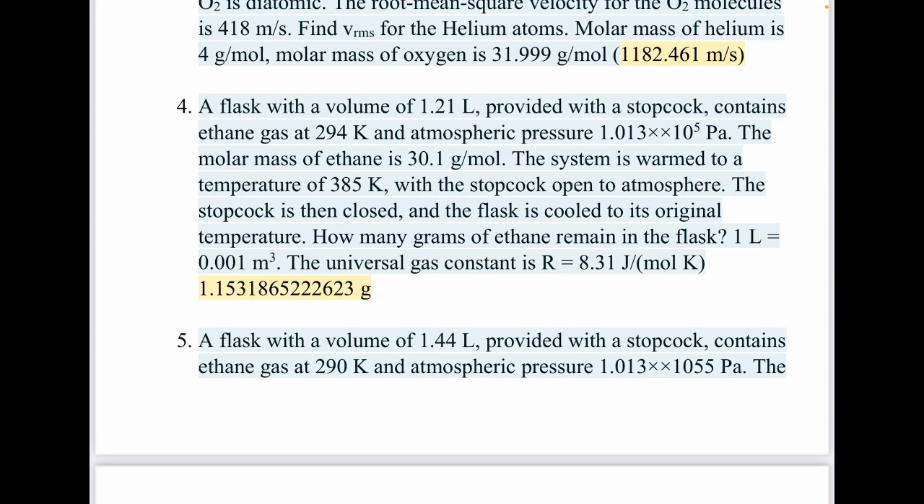The system is warmed to the temperature of 385 Kelvin with the stopcock open to the atmosphere. The stopcock is then closed and the flask is cooled to its original temperature. How many grams of the ethane remains in the flask? Okay.